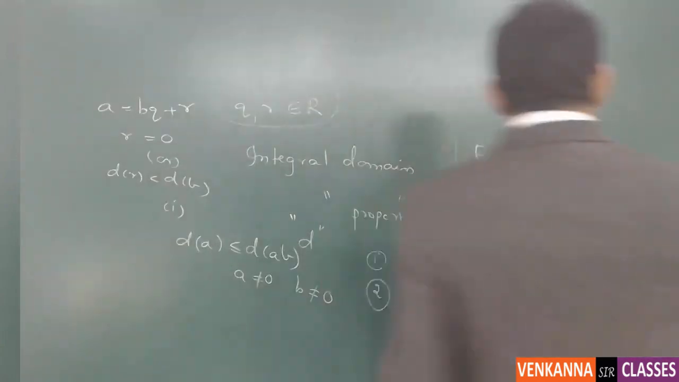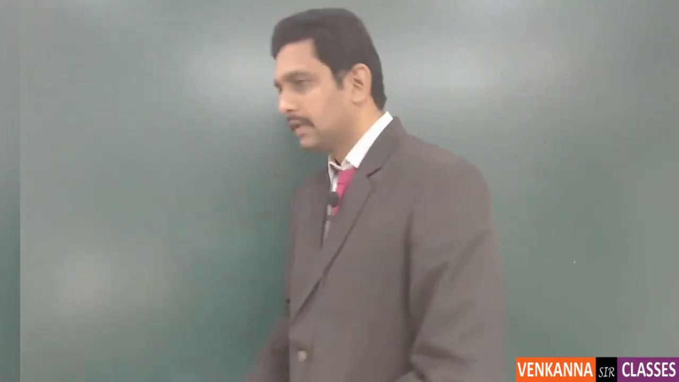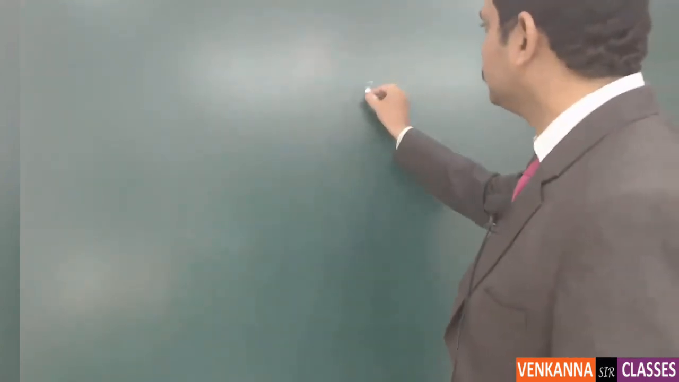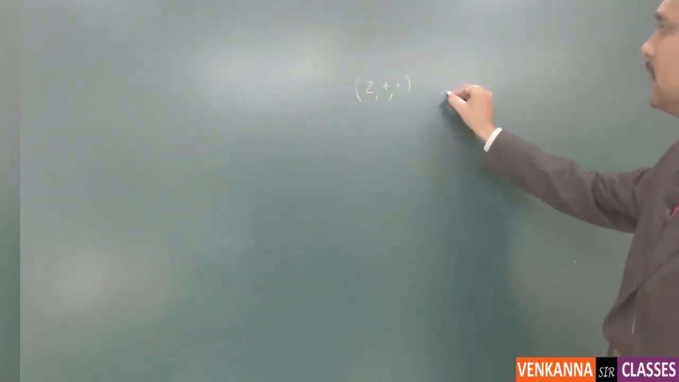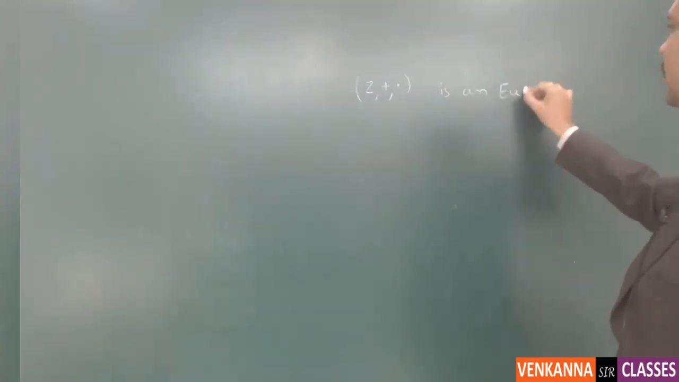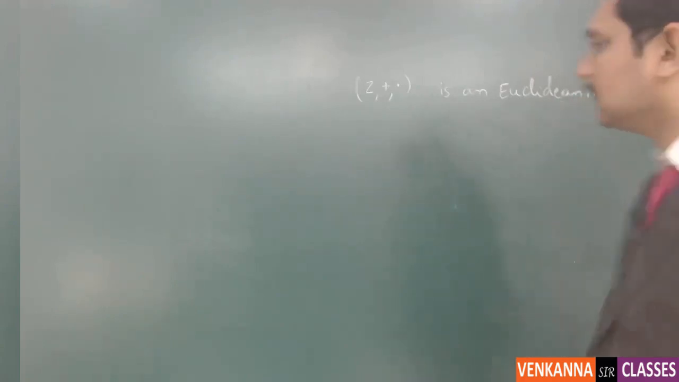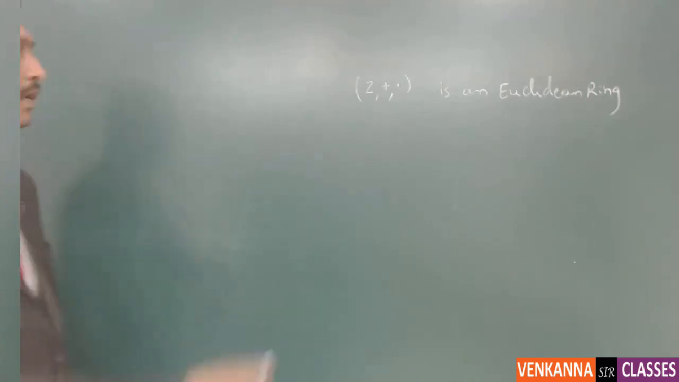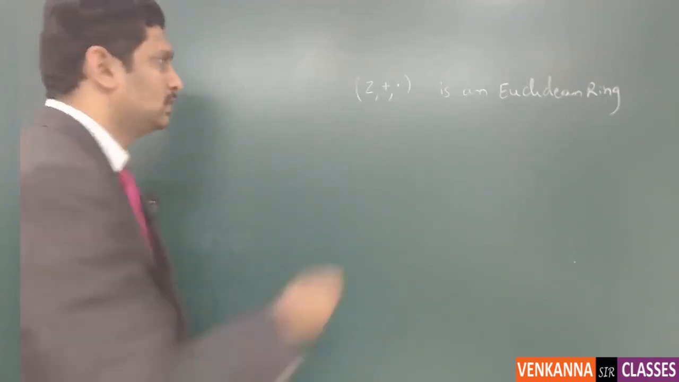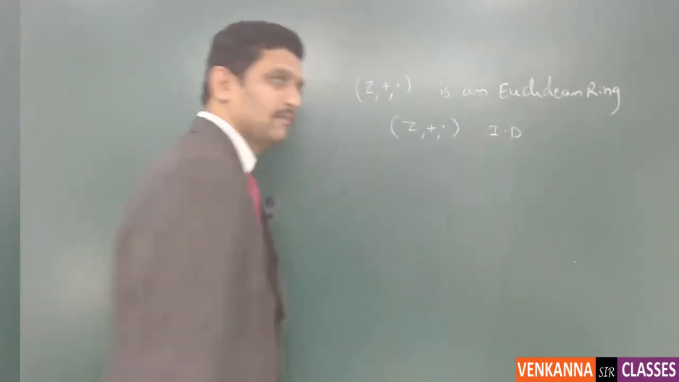Now, the first result that we discuss is the ring of integers Z, plus, dot is an Euclidean ring. That was the first result. So how are you going to prove it? We know that it is an integral domain. We already know this.